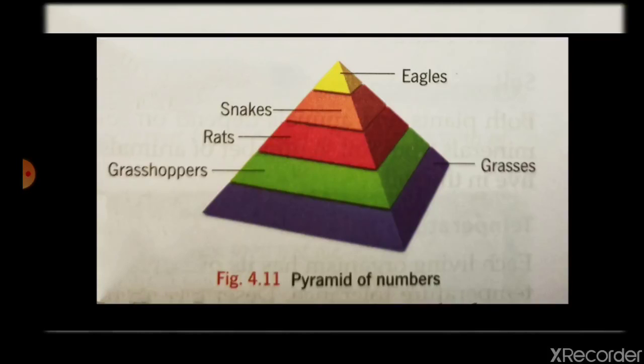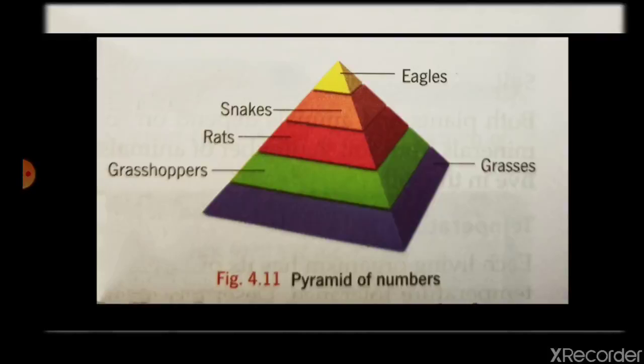Next comes the rats, that are secondary consumers, which feed on the grasshoppers. Their number is less than that of the grasshoppers. So rats appear at the third level in the pyramid. It is shown by red color in the pyramid. Rats in turn are eaten by snakes, which are tertiary consumers. Snakes are fewer than rats, so snakes come at the fourth level. Orange color shows the number of snakes.